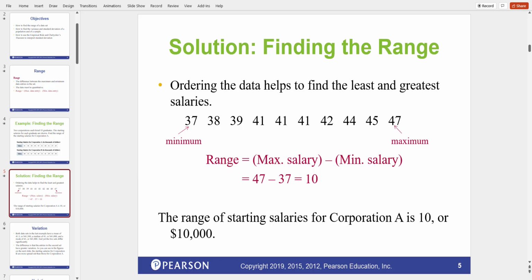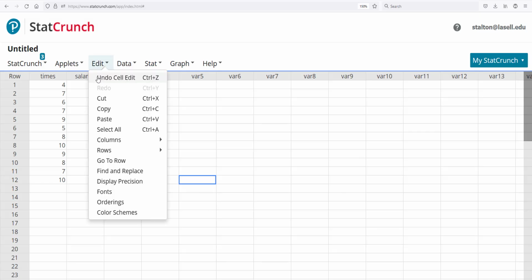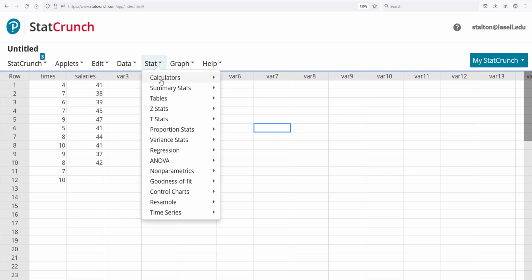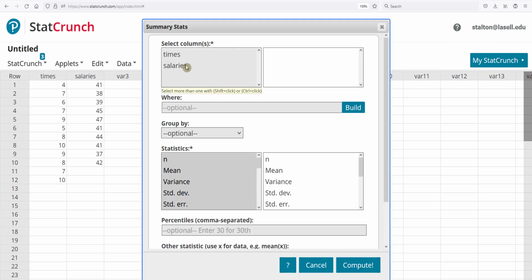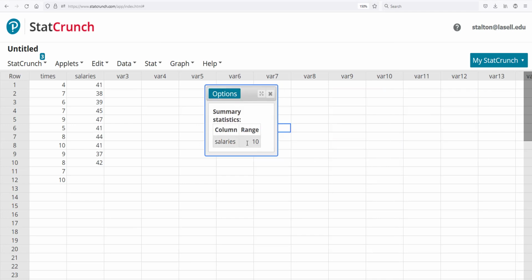You can also do these calculations in StatCrunch as well as Excel. So I'll go ahead and show you how to do it in StatCrunch. I have the salaries listed in this column here. You're going to go to Stat, Summary Stat, Columns. You're going to pick the column that you want, and in this case we want salaries. In the box where it says statistic, we want range. So we click on that, it'll show up over here in the right box. You hit compute, and as you can see, we get the answer of 10.